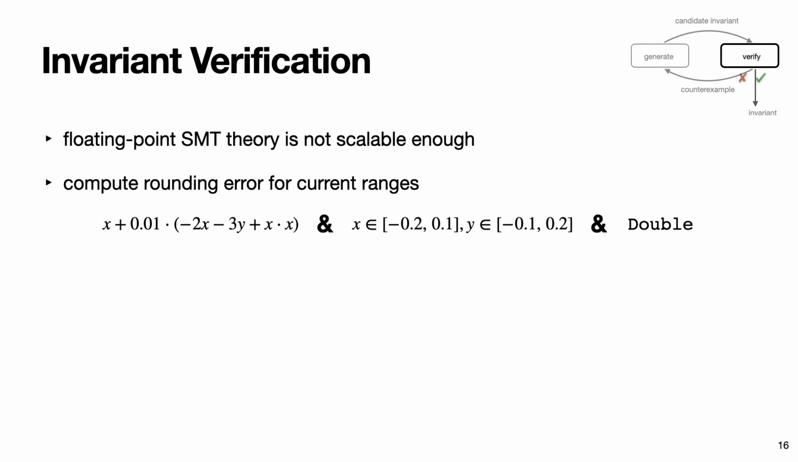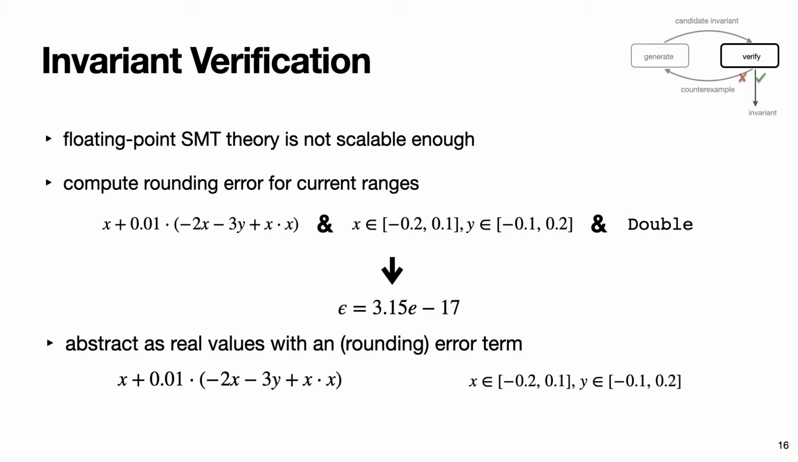And for that, first we compute the rounding error for current ranges, given an expression, ranges of variables that participate in this expression, and a floating point precision. We feed this information into an analyzer that outputs a rounding error. And then the actual abstraction is to add this error as a non-deterministic term to our original expression, and the range for this non-deterministic term is defined by the size of the error returned by the analyzer.